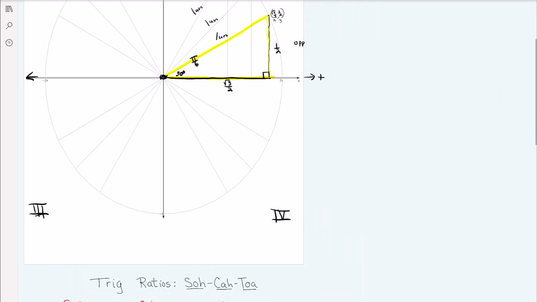In the third quadrant, the x's are going in the negative direction. The y's are going down, so that's the negative direction. So negative, negative. In the fourth quadrant, we're going in the positive direction for the x's, but we're going down for the y's.